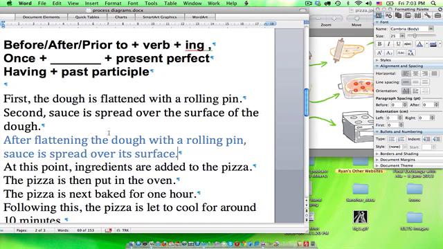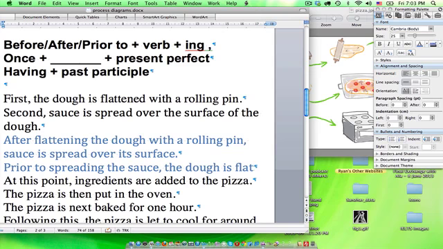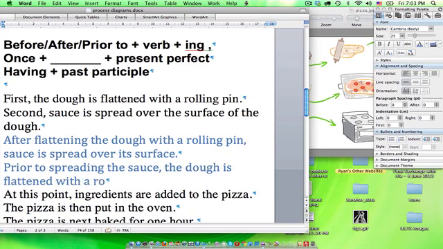Now we could structure it differently. I mean, we could use perhaps before or prior to. So then we have to change the order a little bit. So for example, prior to spreading the sauce, the dough is flattened with the rolling pin. Or of course we could change prior to before. Okay, so that's how we could use that structure.